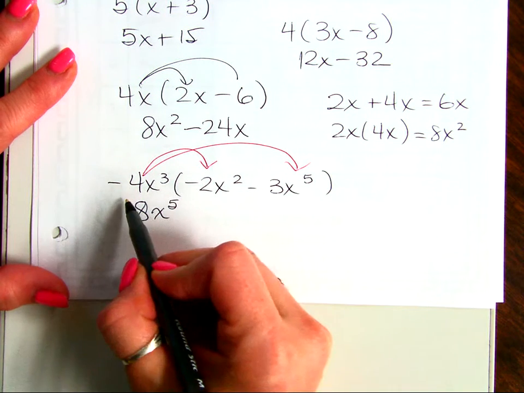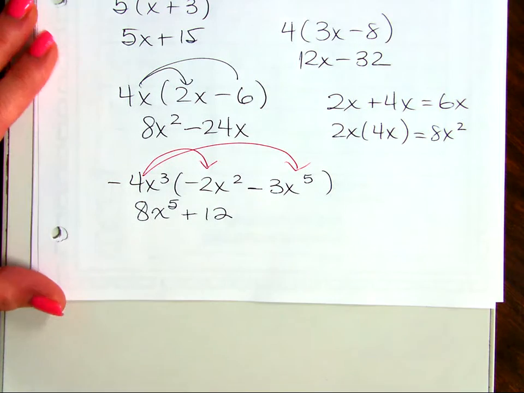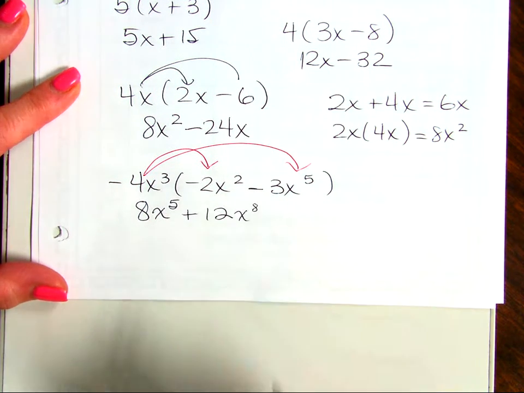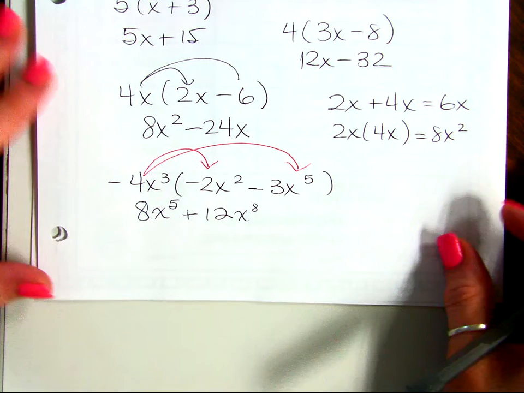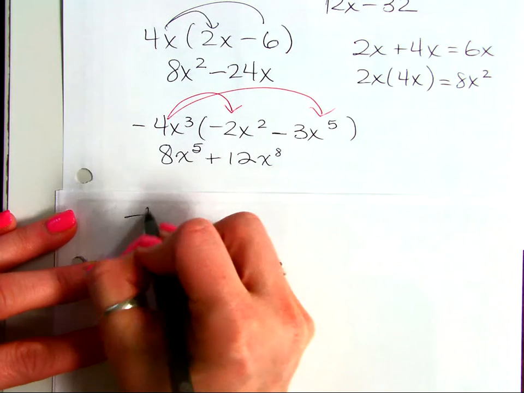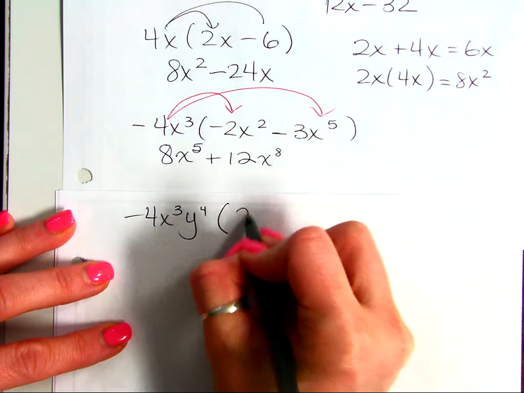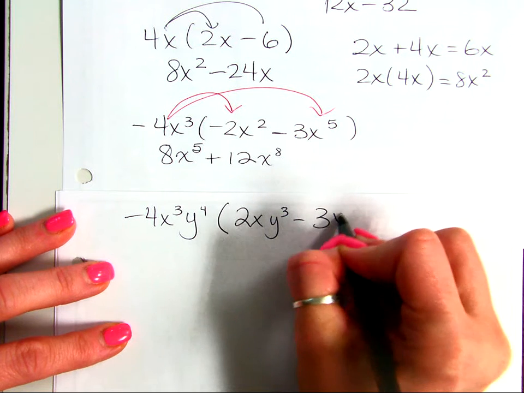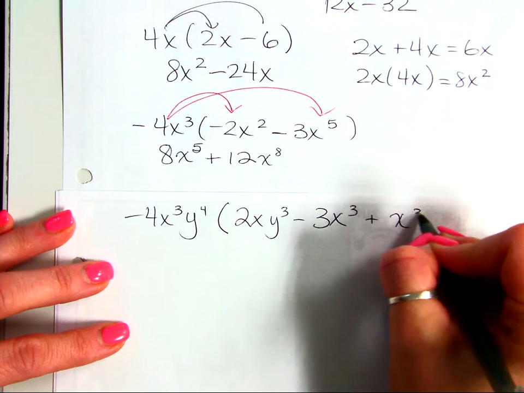Negative 4 times negative 3 is positive 12. And 5 plus 3 is 8. Got it? Okay, I don't need to do much more of these because I got to show you a couple more things. All right, what about this craziness? Negative 4x cubed y to the fourth times 2x y to the third minus 3x cubed plus x cubed y to the seventh.